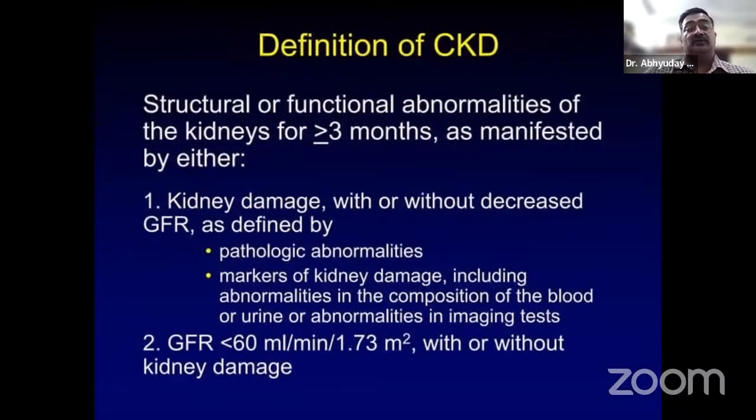Now, what is diabetic kidney disease or chronic kidney disease? When structural or functional abnormalities of the kidneys are present for more than or equal to 3 months. And these can manifest as kidney damage with or without decreased glomerular filtration rate, or GFR, as defined by pathology abnormalities or markers of kidney disease, including abnormalities in the composition of blood or urine, or abnormalities in the imaging tests of kidneys, or a GFR less than 60 ml per minute per body surface area, with or without kidney damage. So these are some of the definitions by which we can label our patients as having chronic kidney disease.